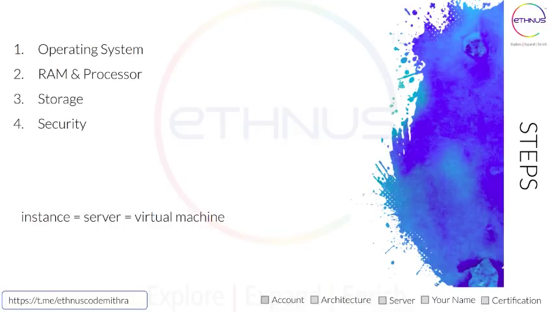So understand, guys, there are 4 steps. Step number 1, choosing the operating system. Step number 2, choosing how much RAM you need and how many processors you need. Third step is to configure the storage. Fourth step is to concentrate on securing the machine.